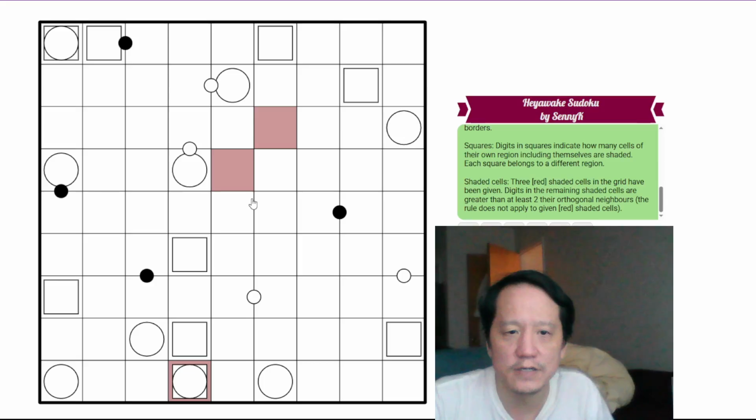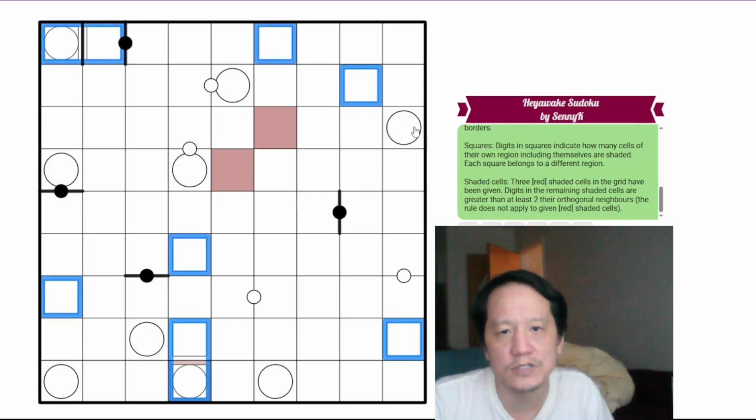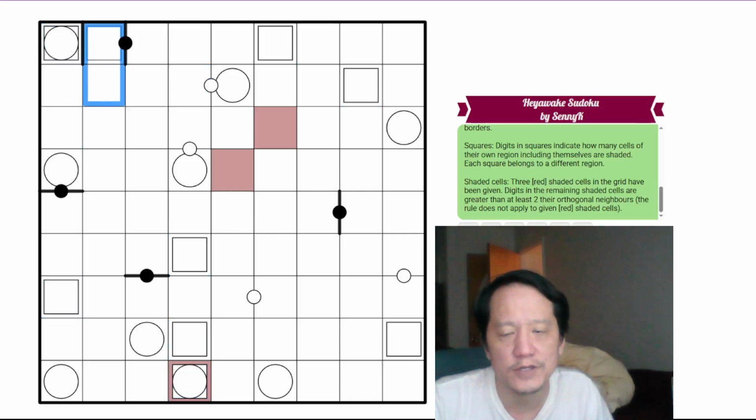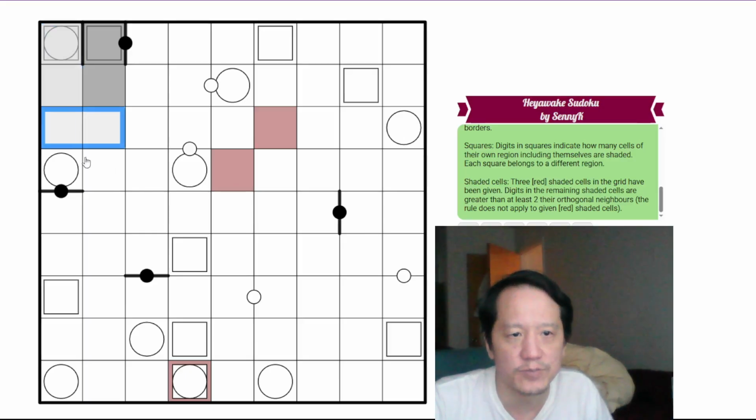Let's go. Okay, let's place some boundaries. We know this is a boundary, this is a boundary, this is a boundary, this is a boundary, this is a boundary. Because squares cannot be in the same region, circles can't be in the same region. This has to go this way. This must go this way, and then it goes this way because it's blocked by this cell. Because circles cannot be in the same region.